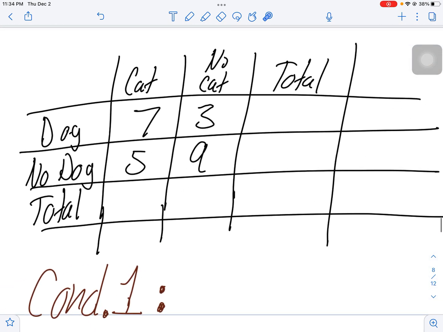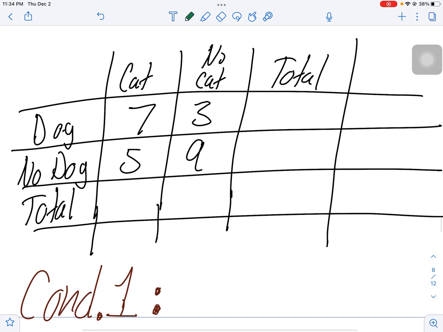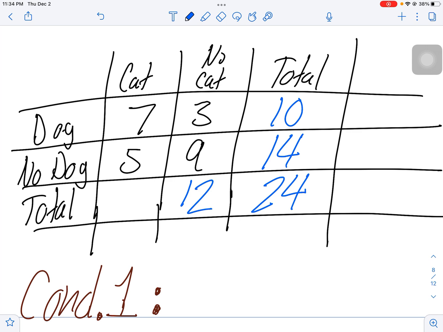So first thing I'm going to do is fill in my 4x4 chart. All right. So cat, no cat, dog, no dog, total and total. 7 plus 3 is 10. 5 plus 9 is 14. 10 plus 14 is 24. 3 plus 9 is 12. And 7 plus 5 is 12.